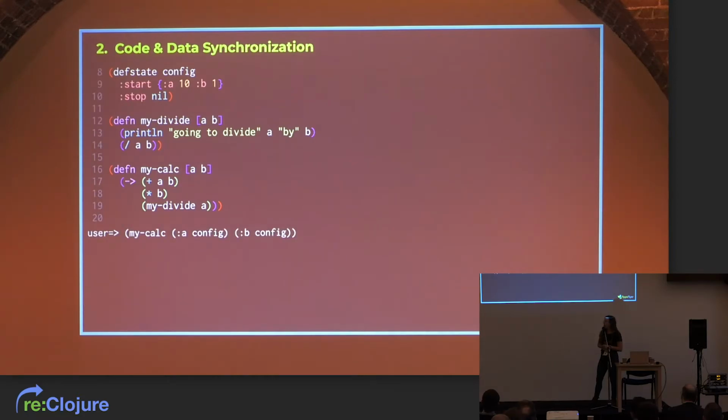So now calling my calc, let's see if we get a different result than the exception. And yeah, we're getting an updated result. It's not the exception, and we have everything synchronized together back again.